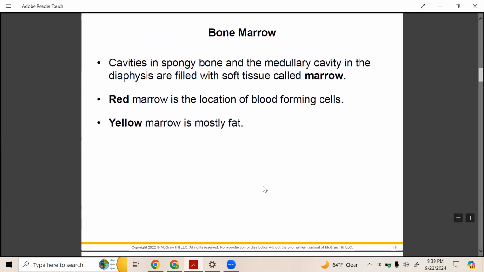All right, bone marrow. We can find this in the cavities of spongy bone. So the medullary cavity, remember we mentioned that as the middle portion of our diaphysis, that's going to have some marrow. We can have red marrow, which is where our blood cells are going to be formed. And then we have yellow marrow, which is mostly just going to be fat.